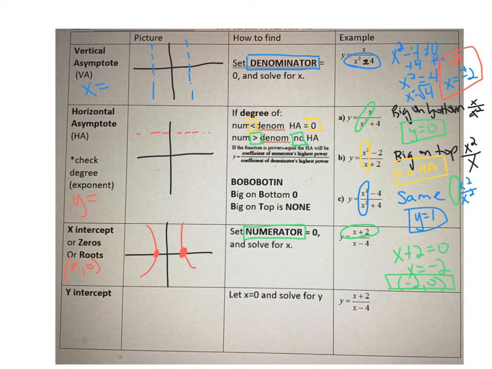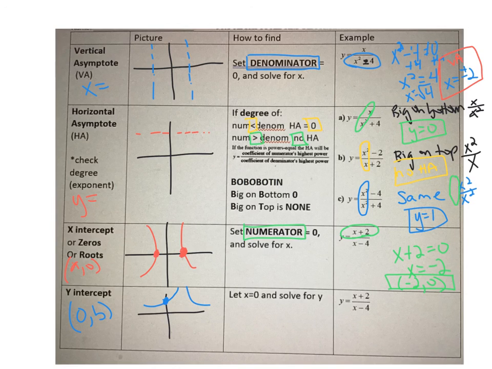And finally, the y-intercept. Well, the y-intercept, just as it sounds, is when the graph is going to cross the y-axis. It's going to be this point, and it is always going to be a (0, b) type of point. Now, where do we look to find the y-intercept? You simply need to let x equal 0 and solve for y.